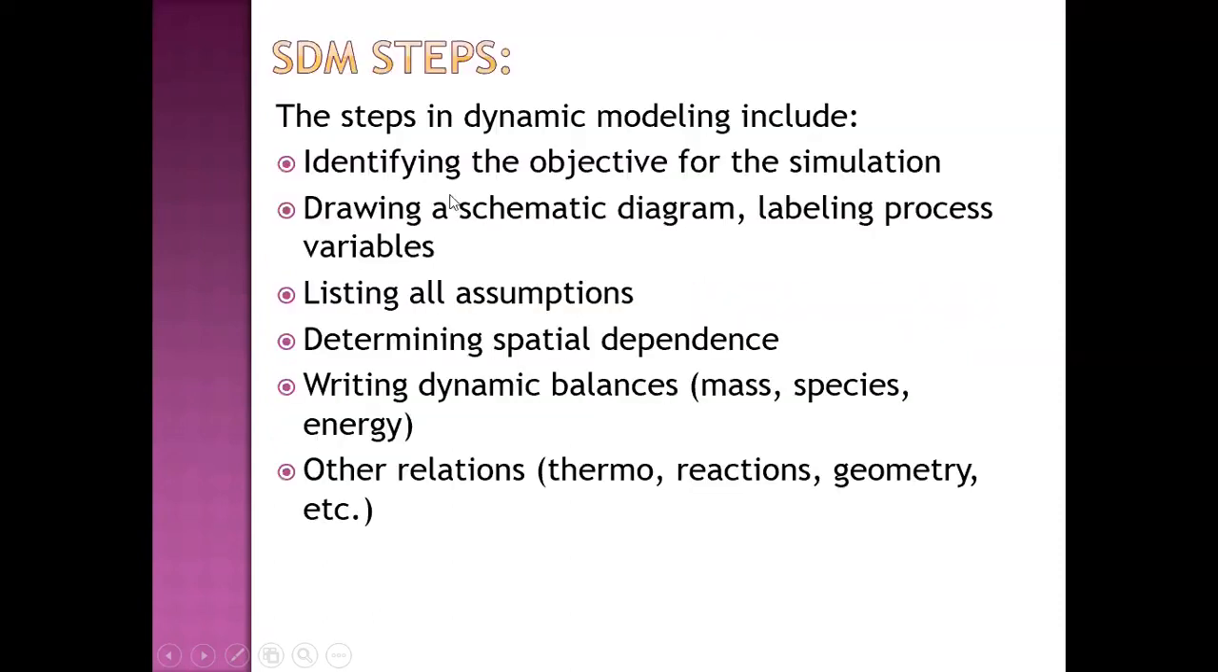Now let us see the steps in system dynamic modeling. First of all, we identify the objective for the simulation. Then we draw a schematic diagram with labeled process variables. Then we list all assumptions. Then we determine spatial dependence. Then we write dynamic balances, that is mass, species, energy. Then we define other relations and we do the simulation.